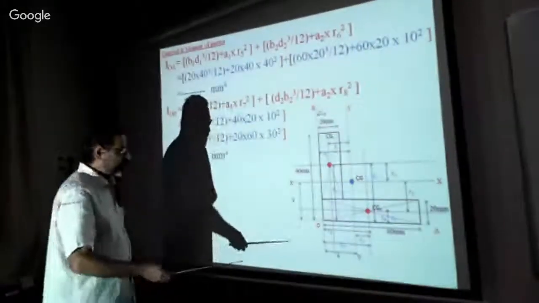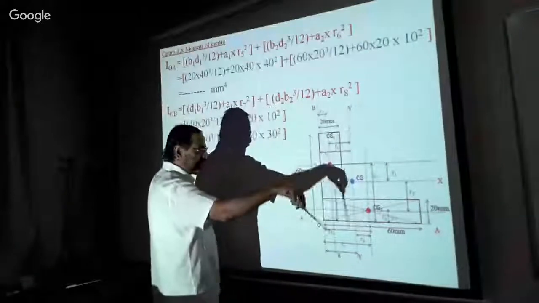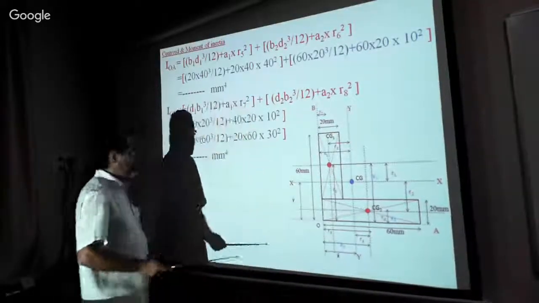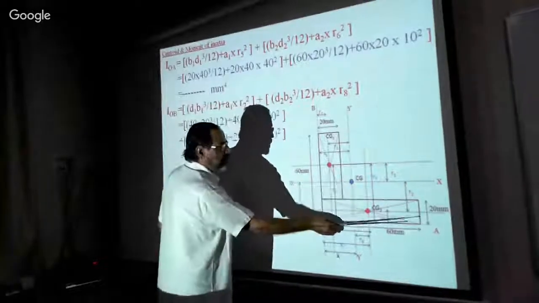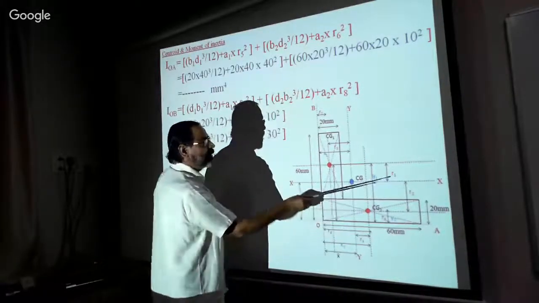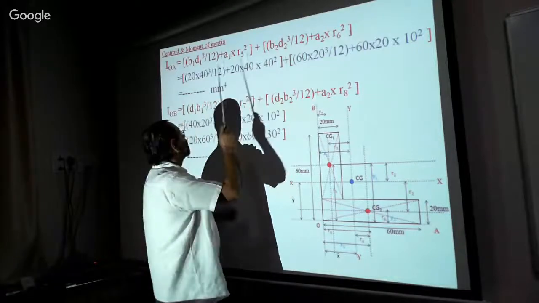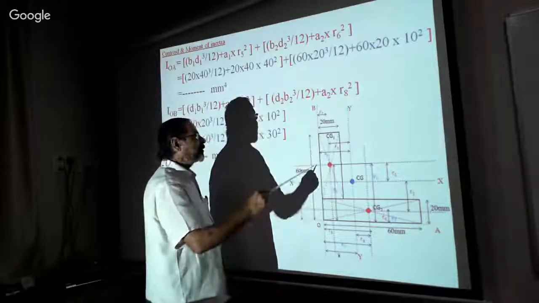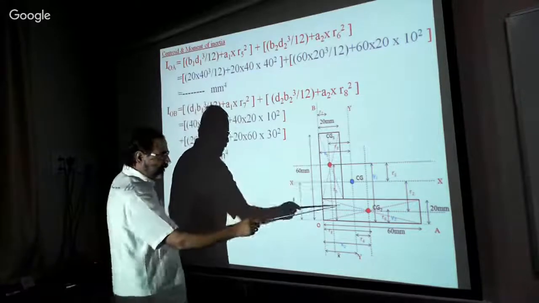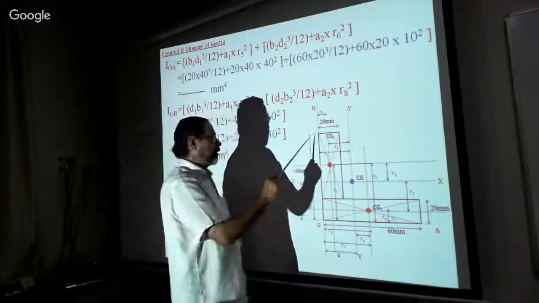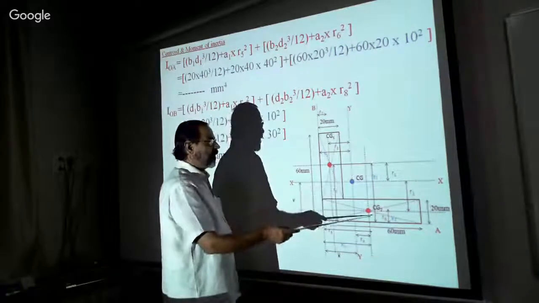Similarly, if we want to calculate the moment of inertia with respect to this reference of the angle section, we will proceed like this. IOA is the moment of inertia of this angle section about OA, parallel to the x-axis. Therefore, for the section 1, moment of inertia is B1 D1 cube by 12, plus area B1 D1, plus the distance from here to here, it is R5.